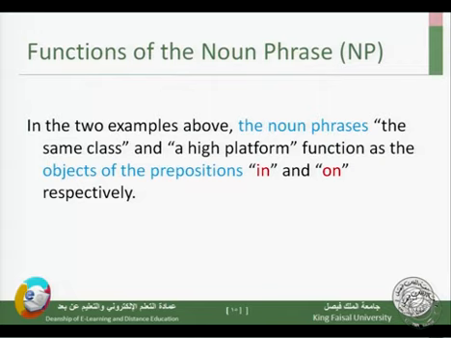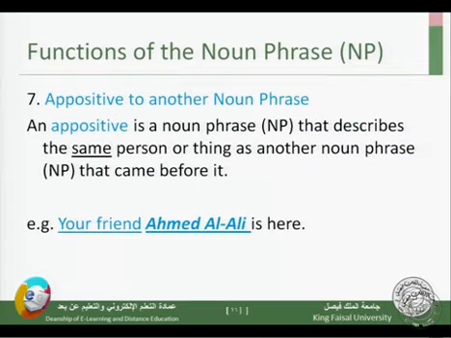So this is just restating what I just said. In the two examples, the noun phrases, the same class and the high platform, function as the objects of the prepositions in and on, respectively. The seventh function of the noun phrase is the appositive.